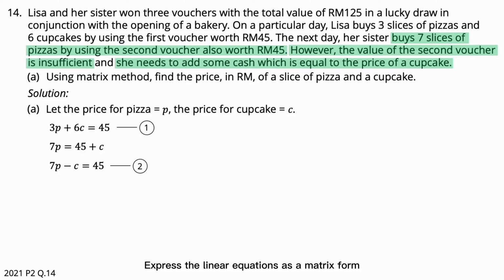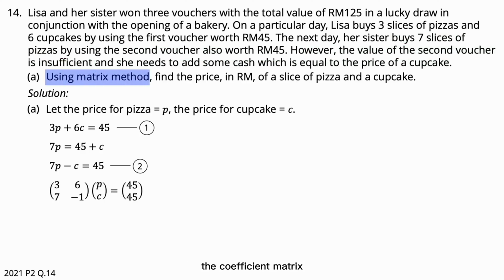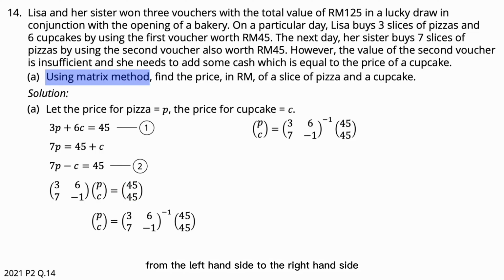Express the linear equations in matrix form, with the coefficient matrix, the variable matrix, and the constant matrix. Move the coefficient matrix from the left-hand side to the right-hand side as an inverse matrix, and place it on the left-hand side of the constant matrix. Express the inverse matrix. Recall the formula of the inverse matrix.